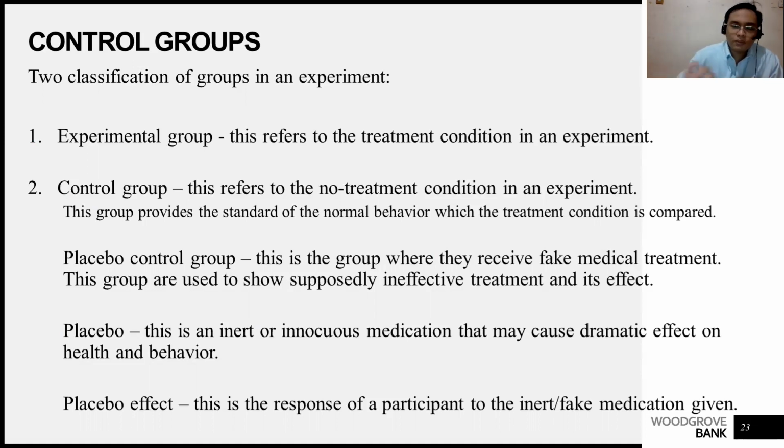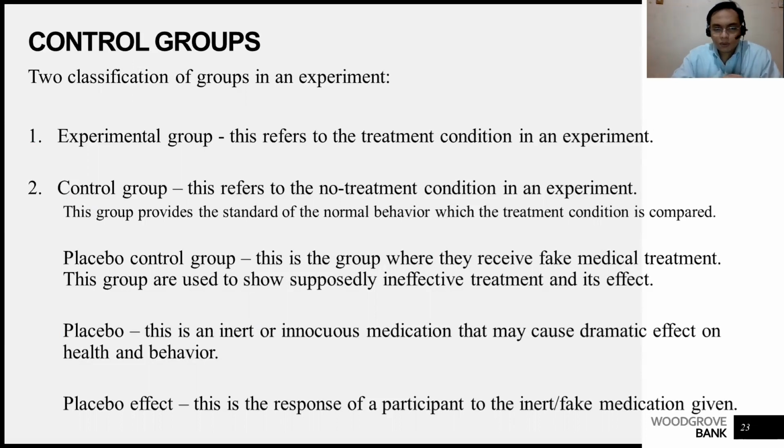The control group refers to the no treatment condition in an experiment. So if you're going to test the efficacy of paracetamol, you are going to use an experimental group, which would take the medicine, and the control group, in which they are bound to do nothing. In the groups, we also have the placebo control group.